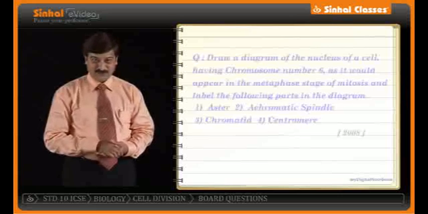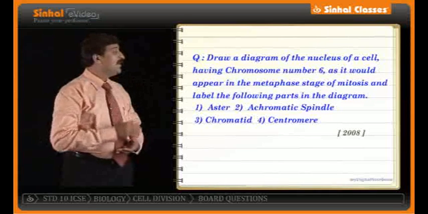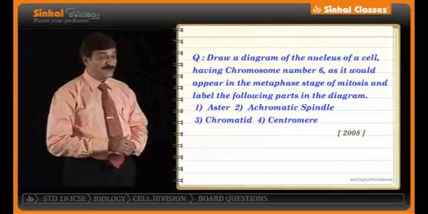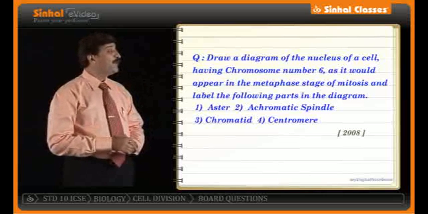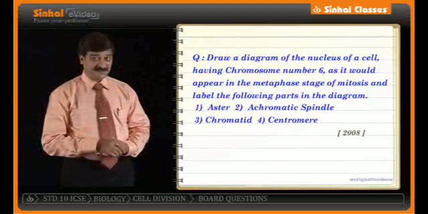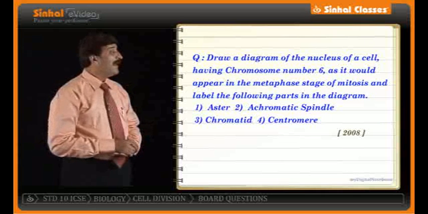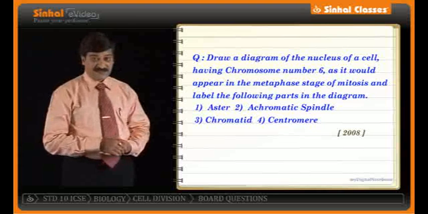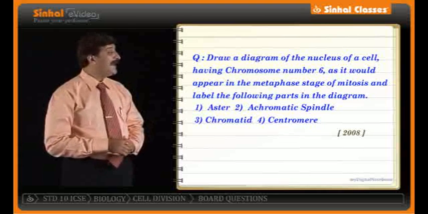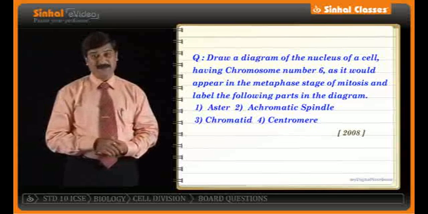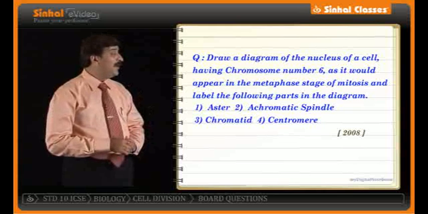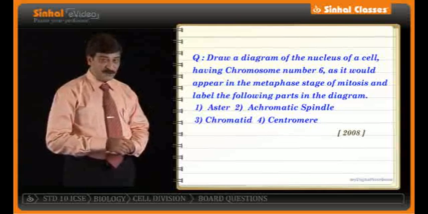On the monitor, the question for you. And the question reads, draw a diagram of the nucleus of a cell. Read the question carefully. Having chromosome number 6, the number 6 is important, as it would appear in the metaphase stage of mitosis, and label the following parts in the diagram. The labeling is asked for asters, the achromatic spindle, the chromatid and the centromere.